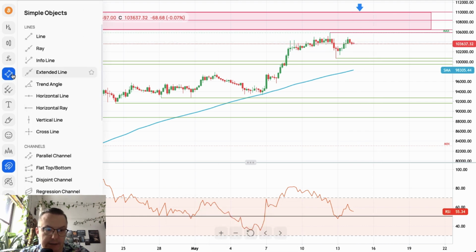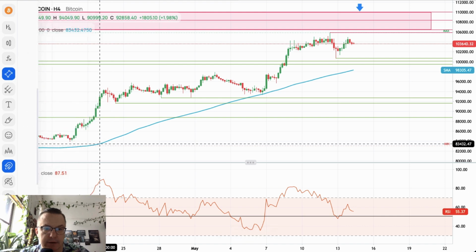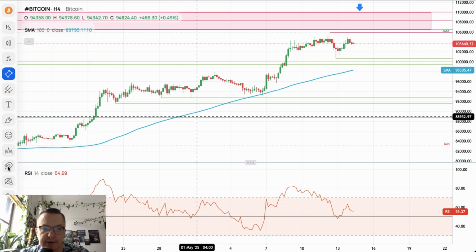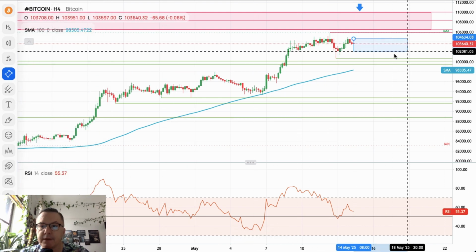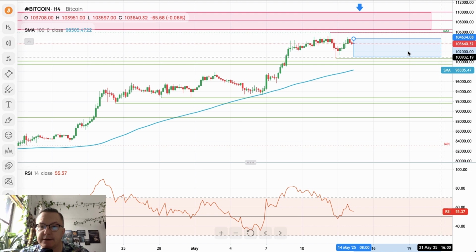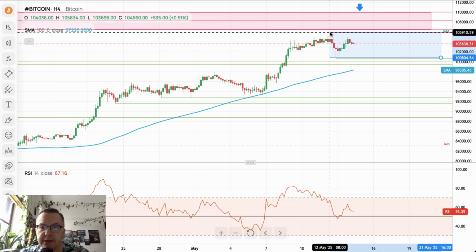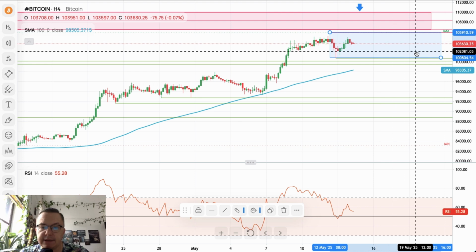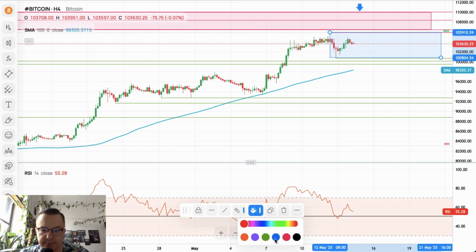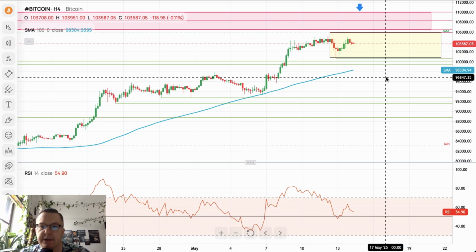Let me just make it, where is my rectangle? There you go. Let me make it a rectangle so we know what is going on here. This area here is the range area. So we are consolidating the recent gains. Maybe I will make it a little bit different, like this. There you go. This is the range area.